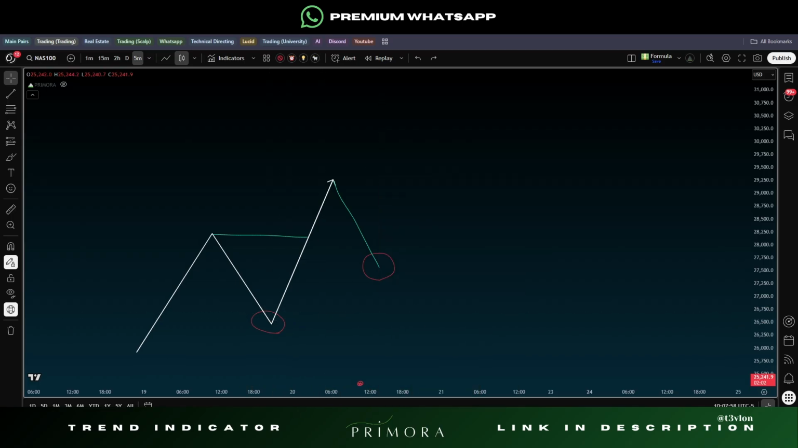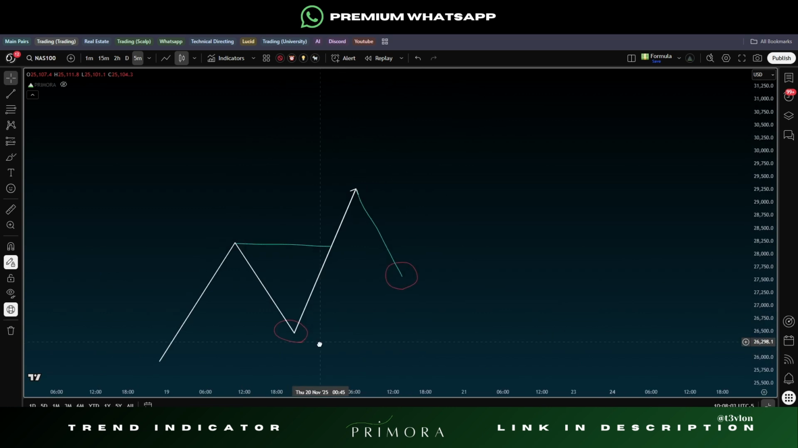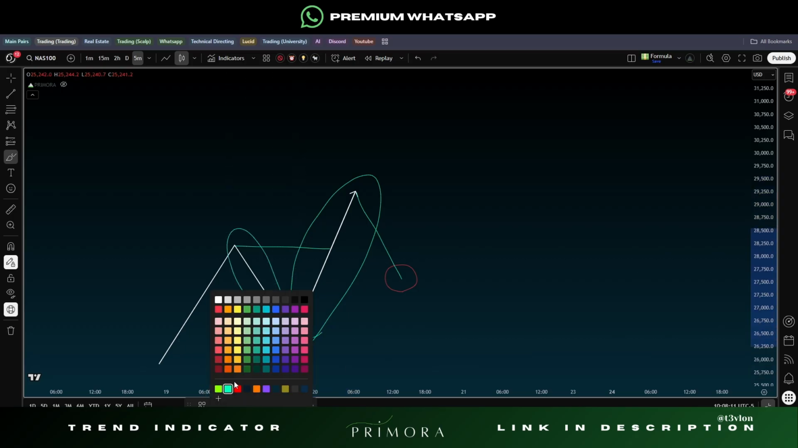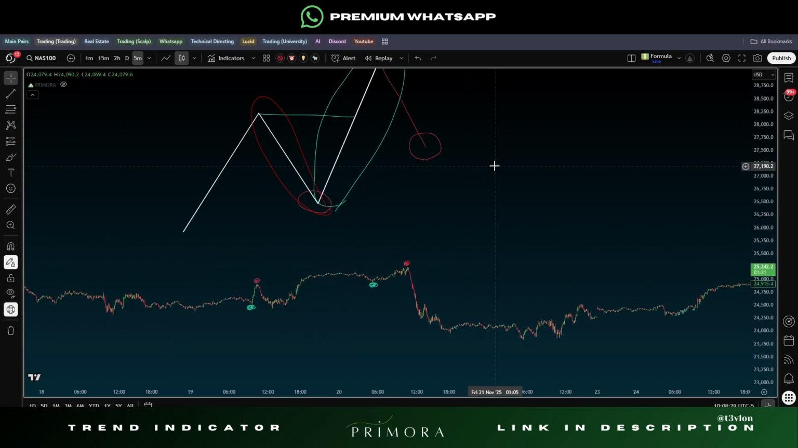So you want to get in on the continuation leg, not the pullback leg. The pullback leg is not what you want to get in on. That's what you want to see happen, which is this. You want to see the pullback first. Then when you start to see price breaking highs within the continuation is when you want to do that.